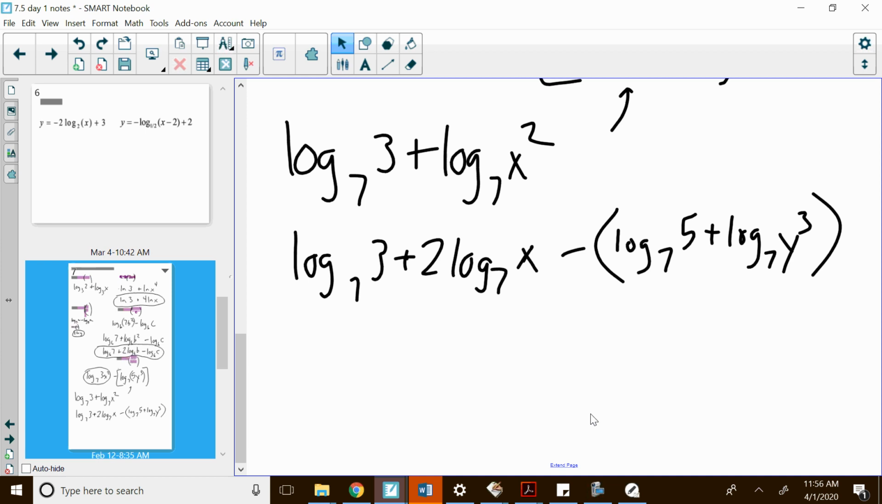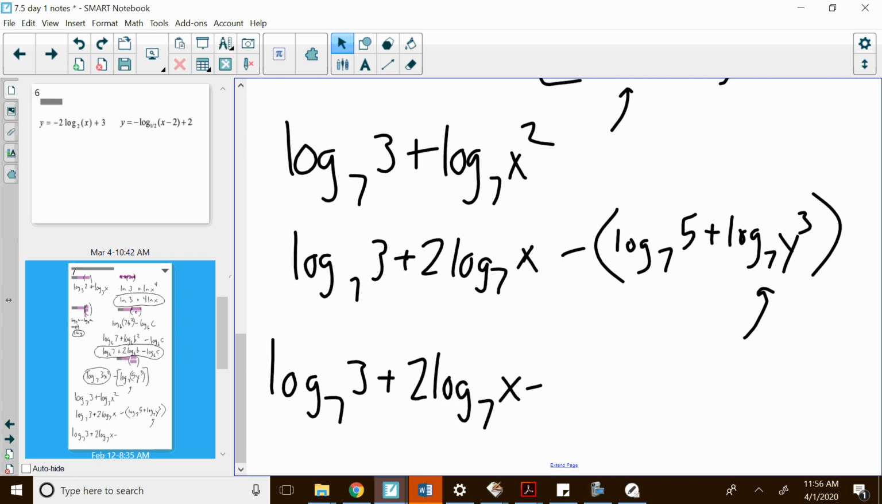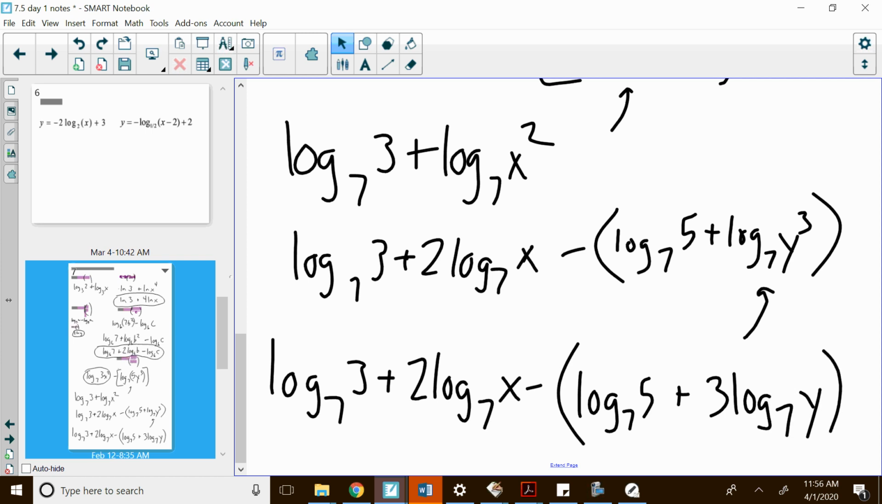And the last thing we have to do with this is expand because we have a power rule there. Okay, so I'm going to rewrite here the log base 7 of 3 plus 2 log base 7 of x minus, in parentheses, log base 7 of 5 plus 3 log base 7 of y. Bingo. Okay. So putting everything that was in the denominator of our original expression in parentheses there is going to help us with our signs. Right? That's how expansion works.